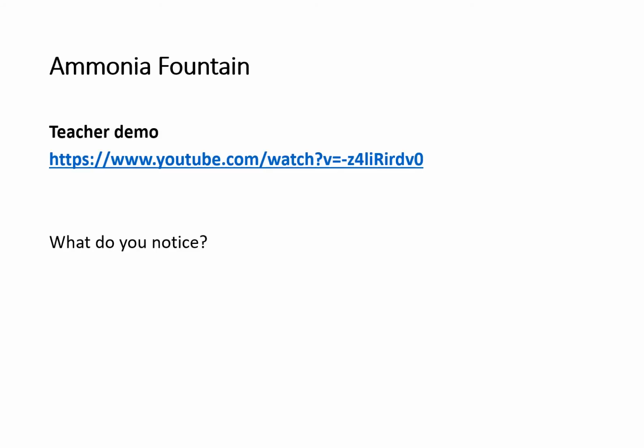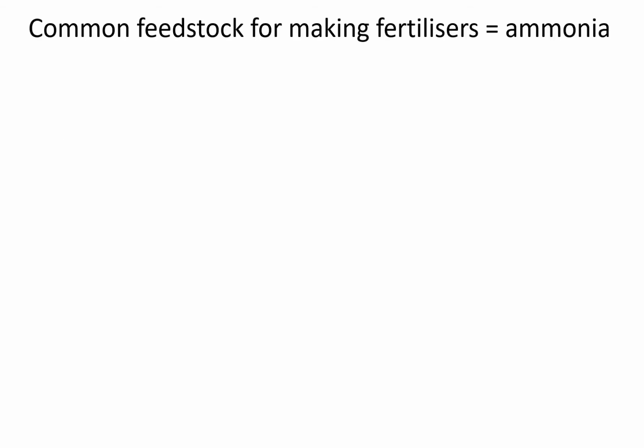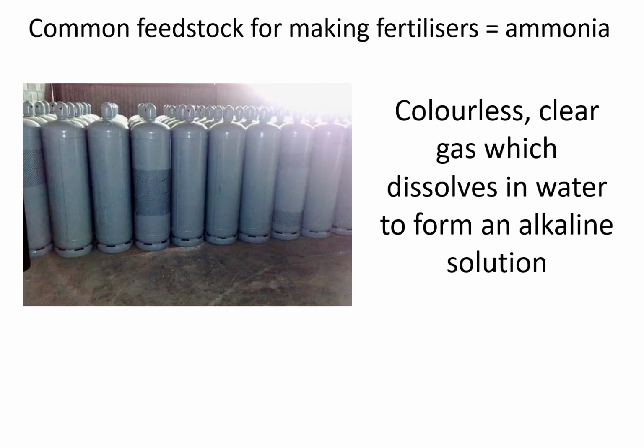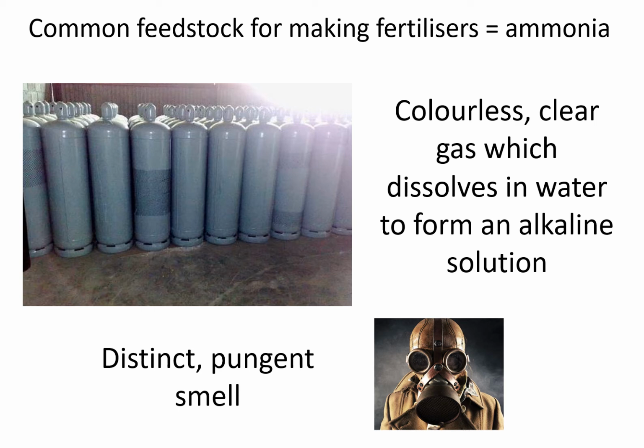The ammonia fountain experiment is a good demonstration to show you how soluble ammonia is in water. It also demonstrates that when ammonia dissolves in water, an alkaline solution is formed. So ammonia contains nitrogen, which makes it a good feedstock for making fertilisers. Now ammonia dissolves well in water to form an alkaline solution. It also has a very distinct pungent smell.